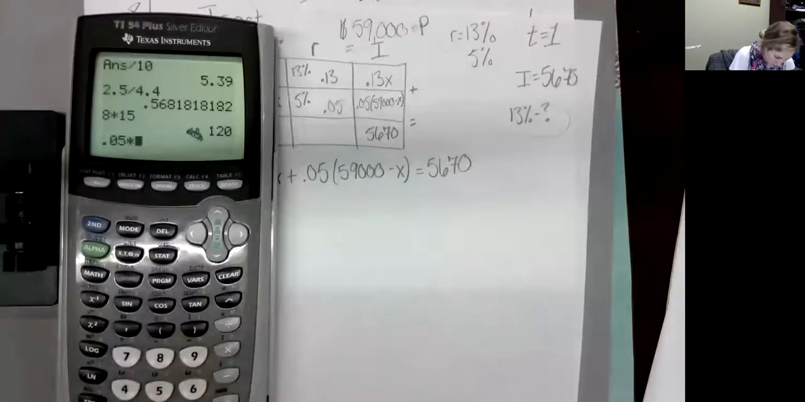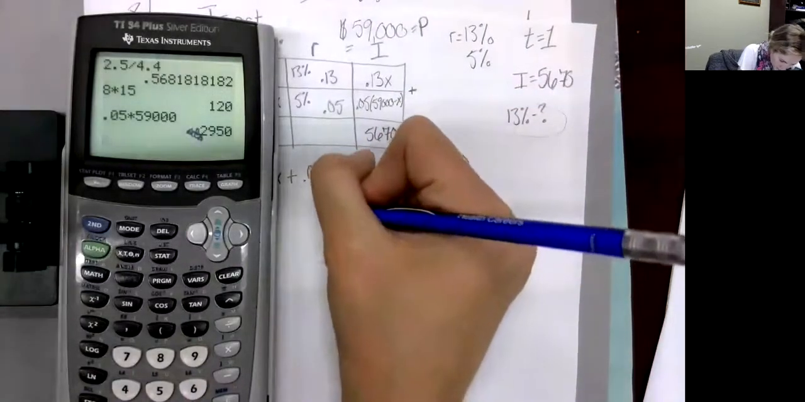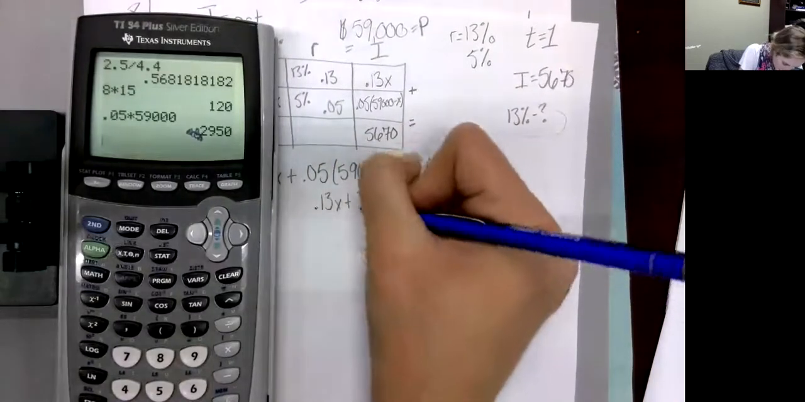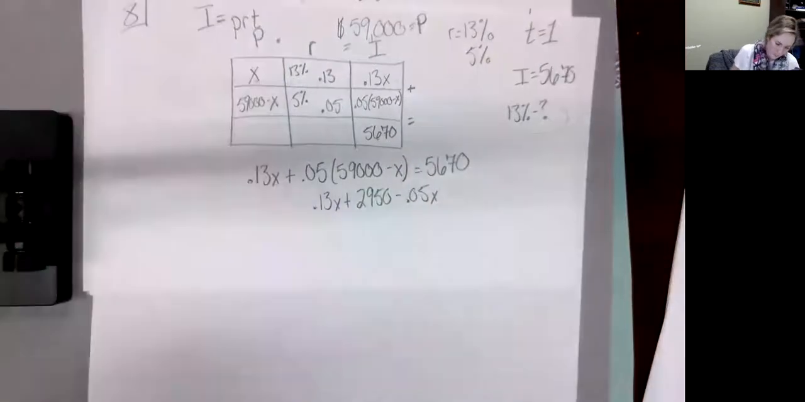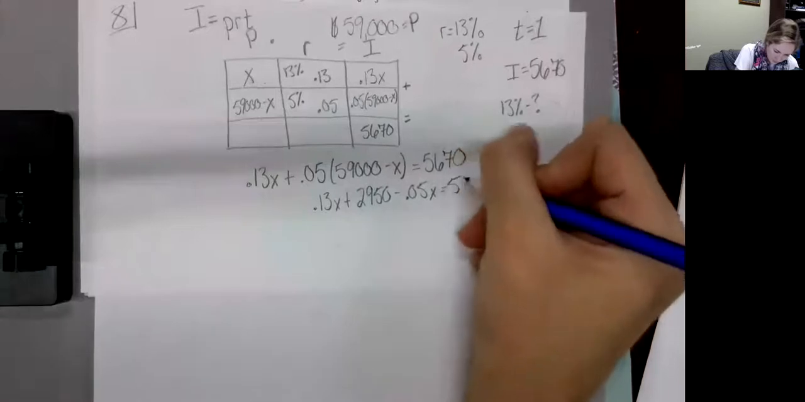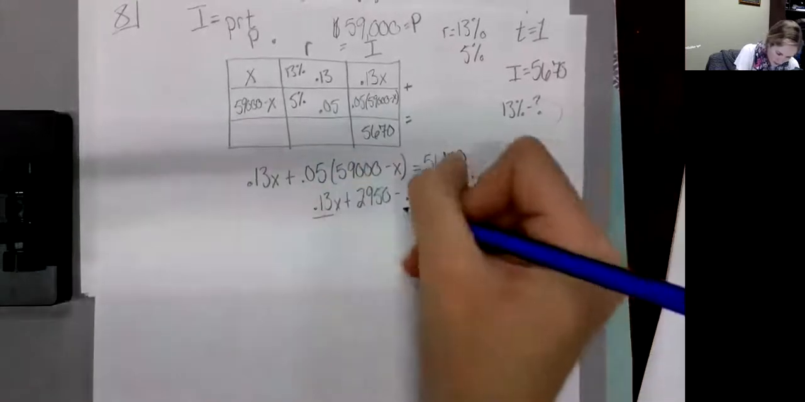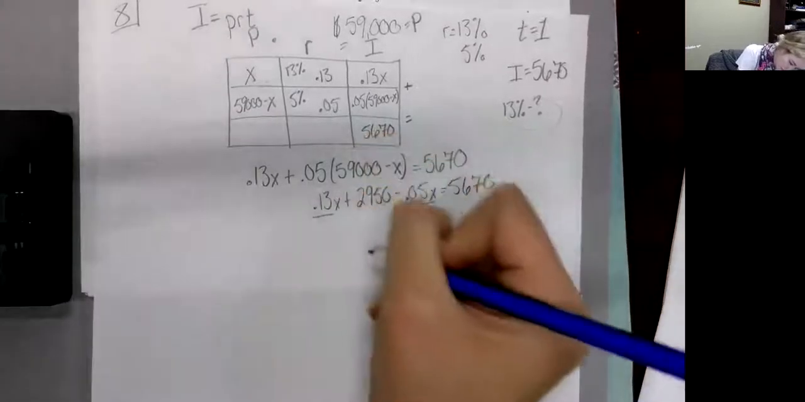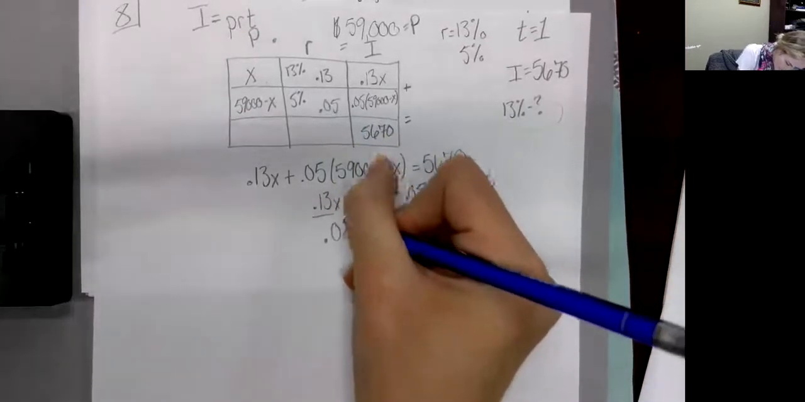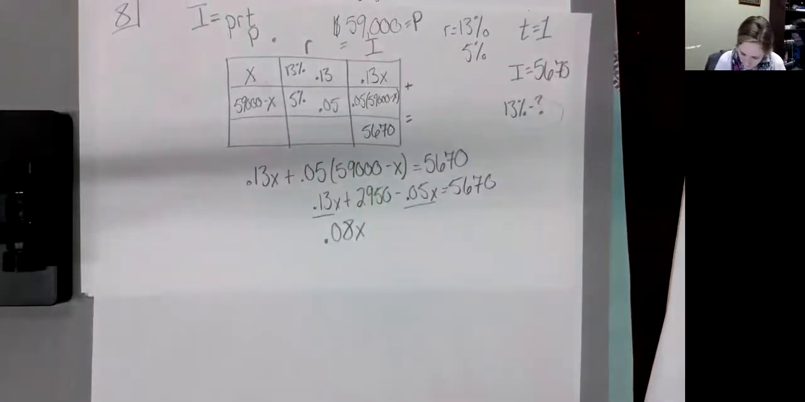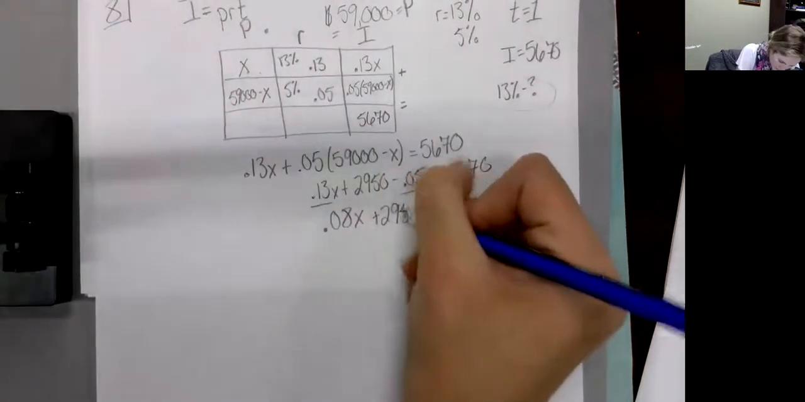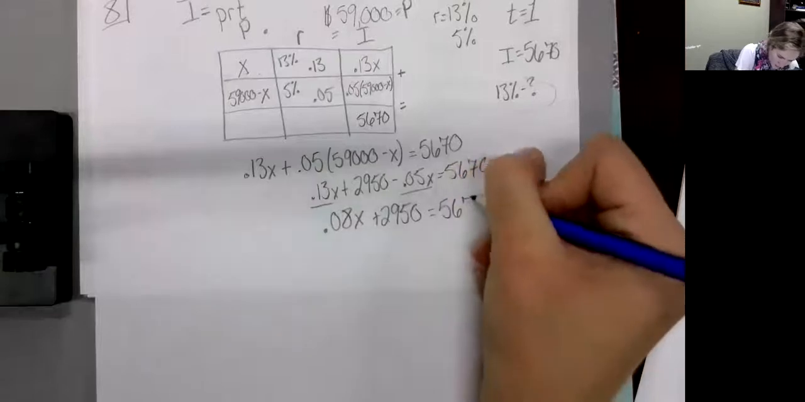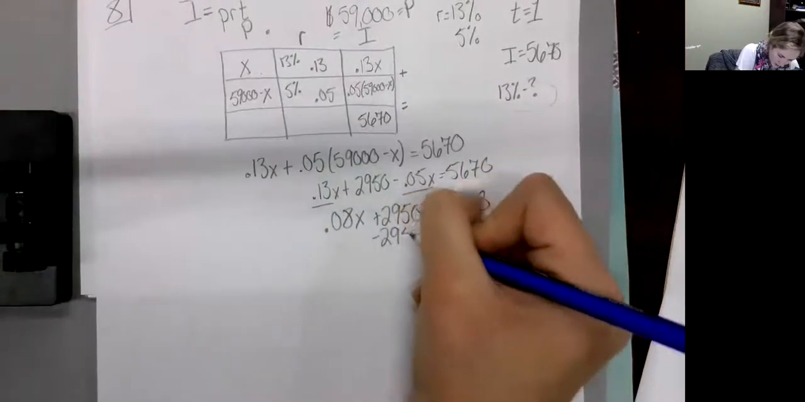And now we're going to distribute that 0.05 with a calculator. So 0.05 times 59,000. So I have my 0.13x still plus 2,950 subtract 0.05x equals 5,670. I'm going to combine my x's, so 0.13x subtract 0.05x would be 0.08x. Right. Plus 2,950 equals 5,670. Now we're going to subtract 2,950.